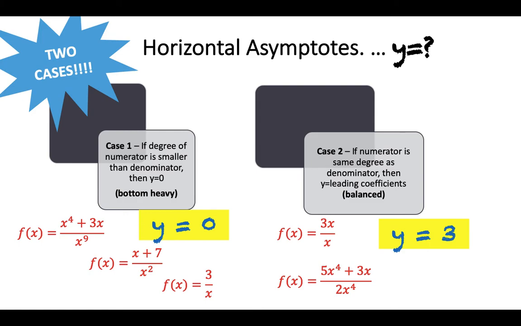So the horizontal asymptote for the one on the bottom is going to be y equals 5 over 2, because 5 was the coefficient on x to the 4th in the numerator, and 2 is the coefficient of x to the 4th in the denominator.